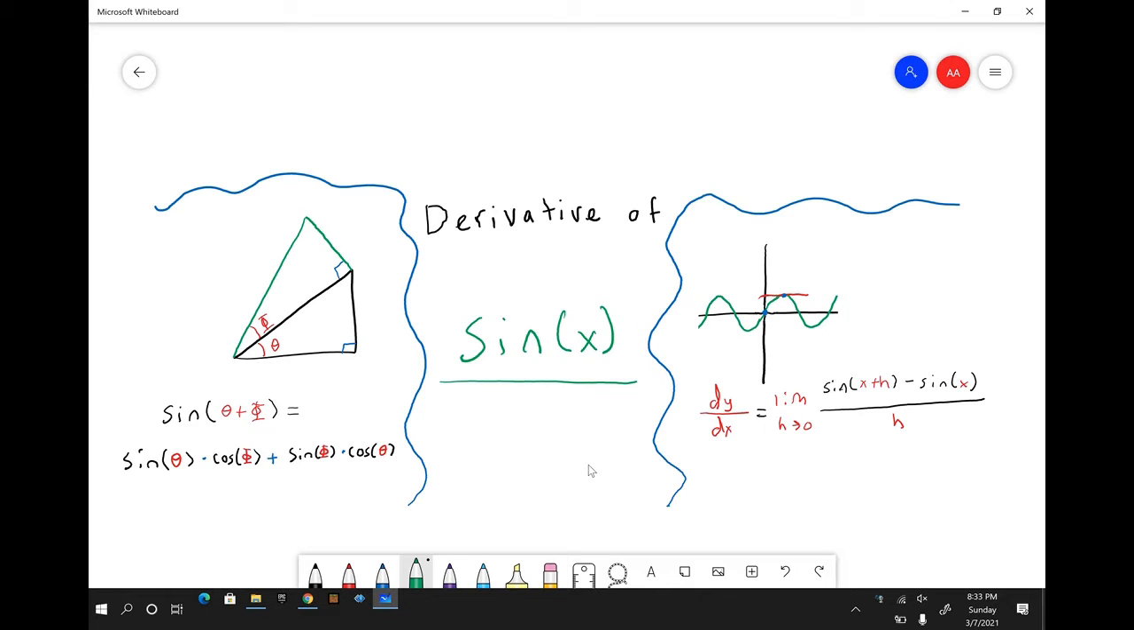Hey everyone, today we're going to be talking about the derivative of the sine of x.